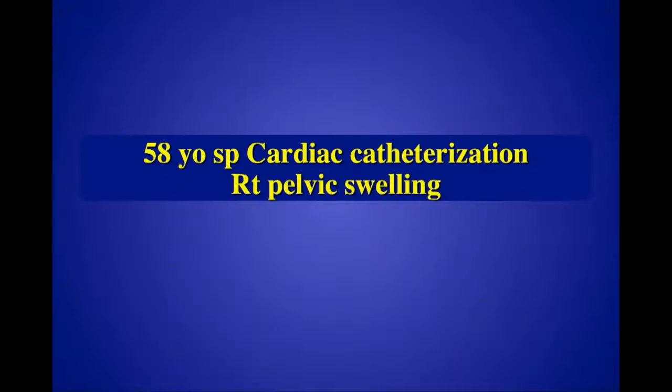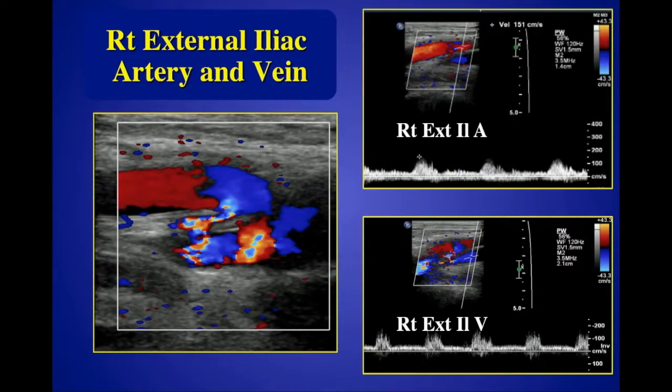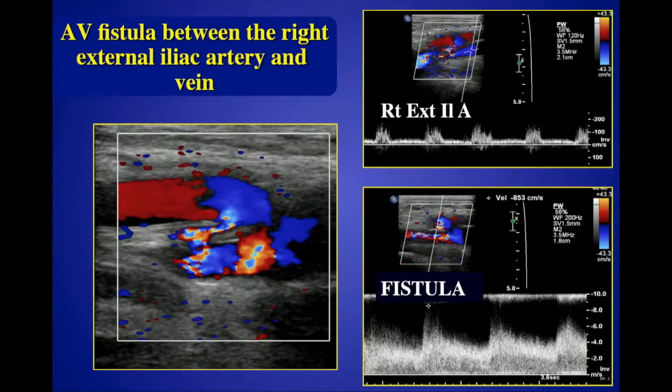So here's an example of a 58-year-old status post-cardiac cath that presented with right pelvic swelling. And this is a nice one because it's a relatively large fistula between the external iliac artery and vein. Obviously, the puncture was a little high, and we can see the classic changes in the artery and the vein. The artery is no longer triphasic, as we would expect in the iliac artery. It's got a low resistance pattern. And when you sample the external iliac vein, it's arterialized. So very simple diagnosis. And if you place the sample volume within the fistula, you get very high velocity flow. Here it's close to 500 centimeters per second.